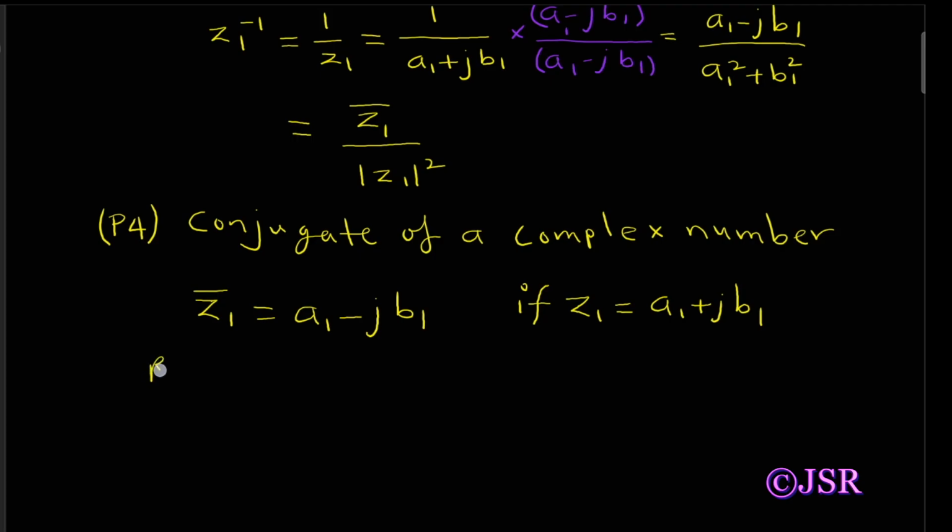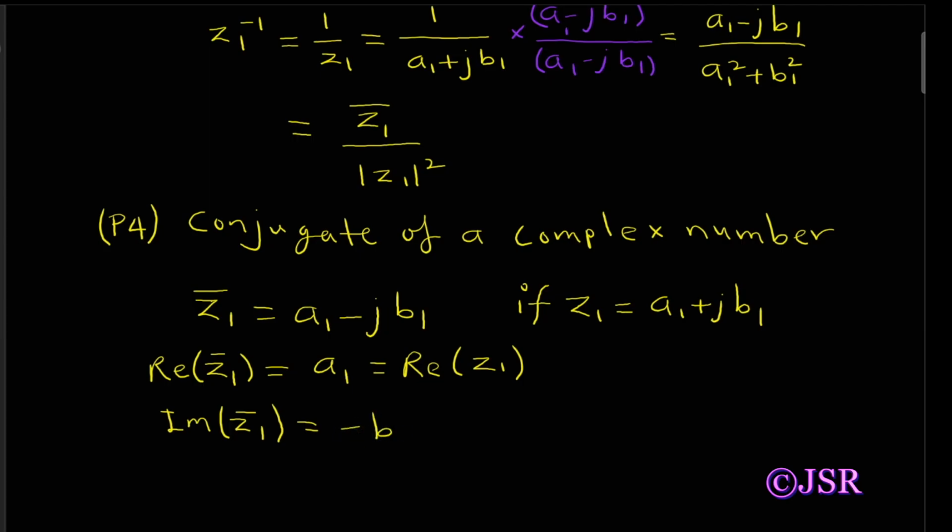So here we can see the real part of Z1 bar is also A1, that is the real part of Z1. So the imaginary part of Z1 bar equal to minus B1, that is minus the imaginary part of Z1.